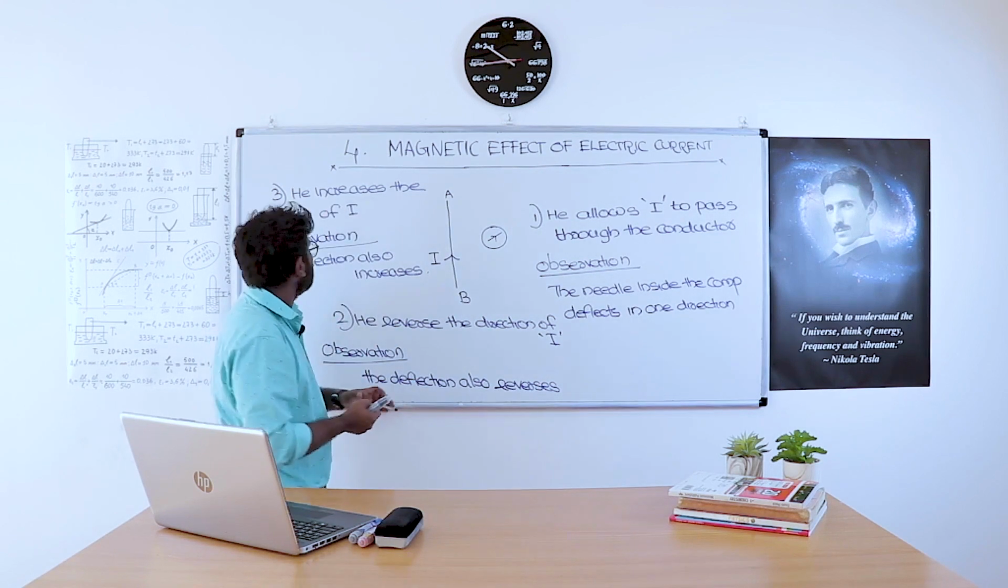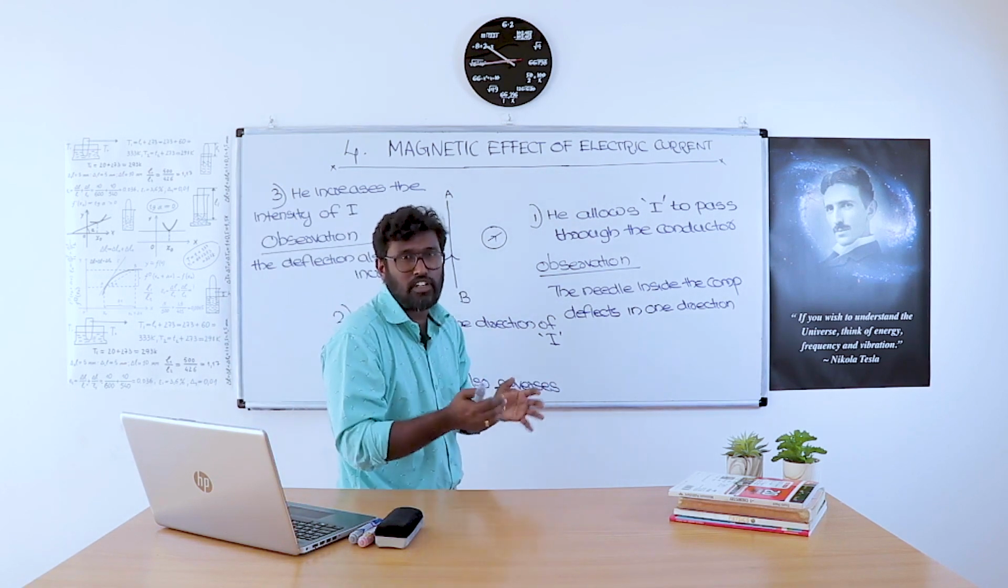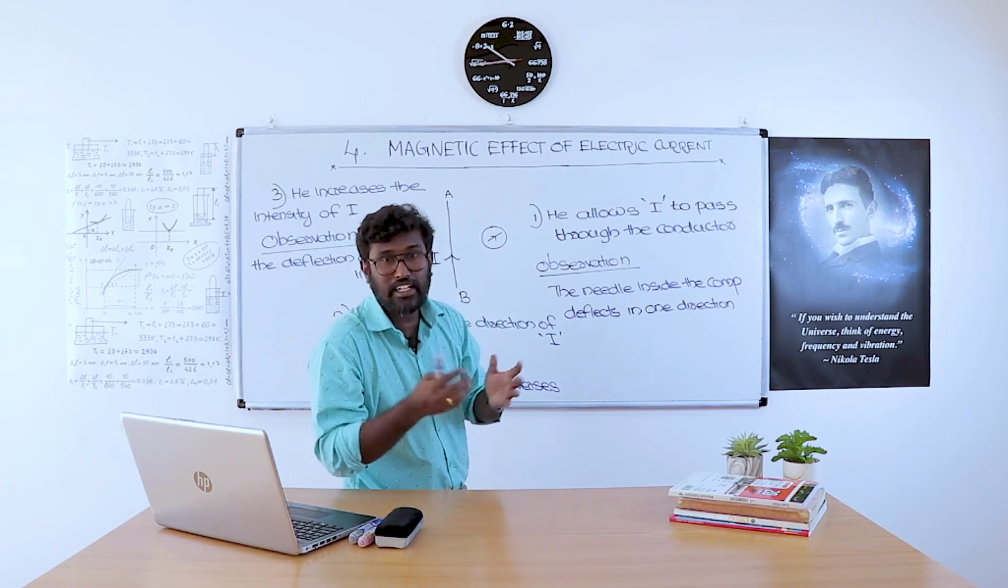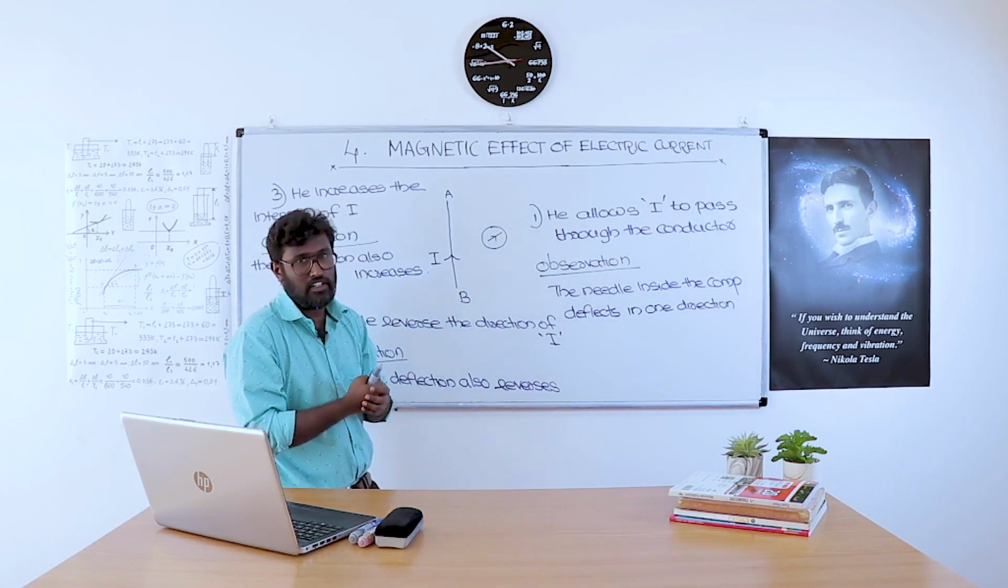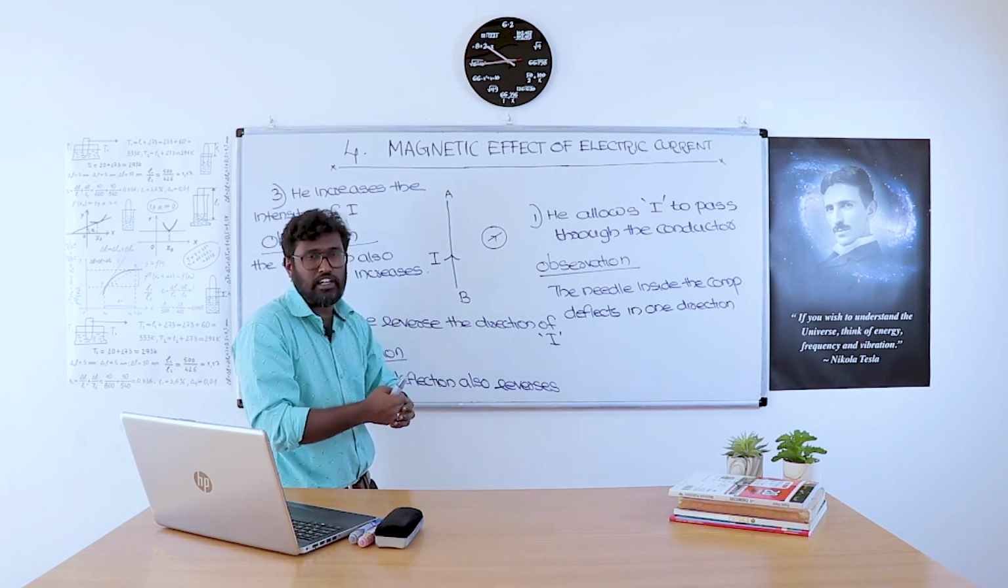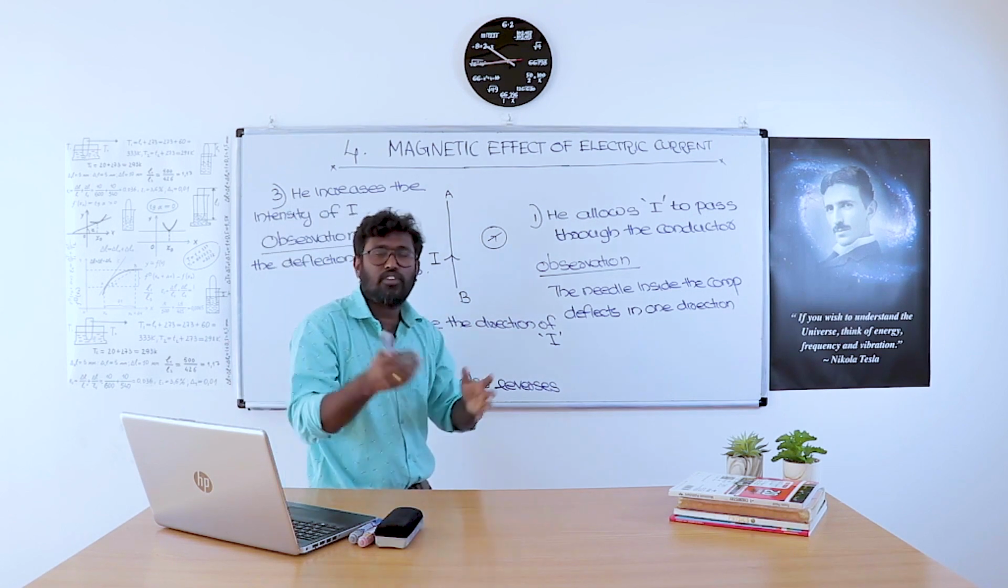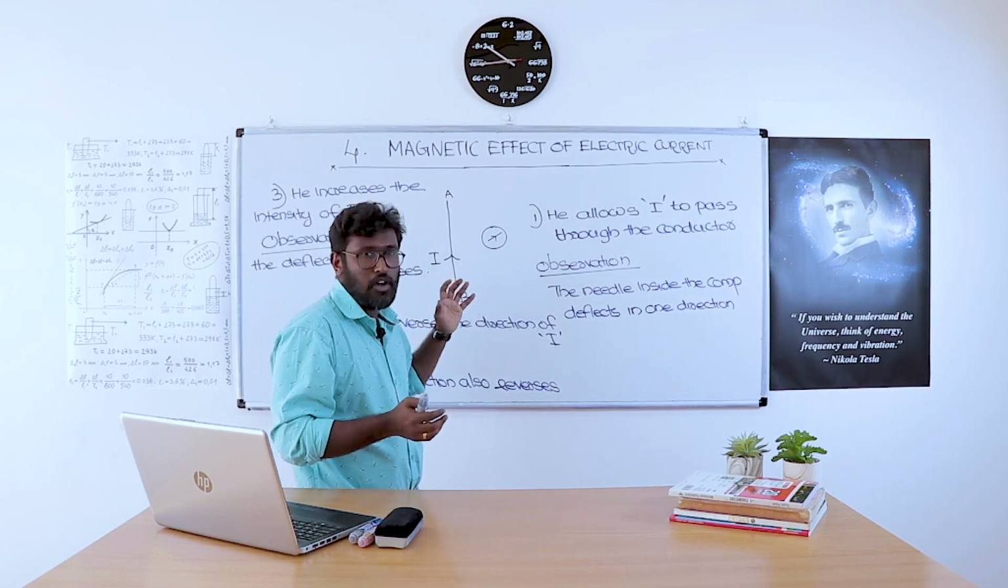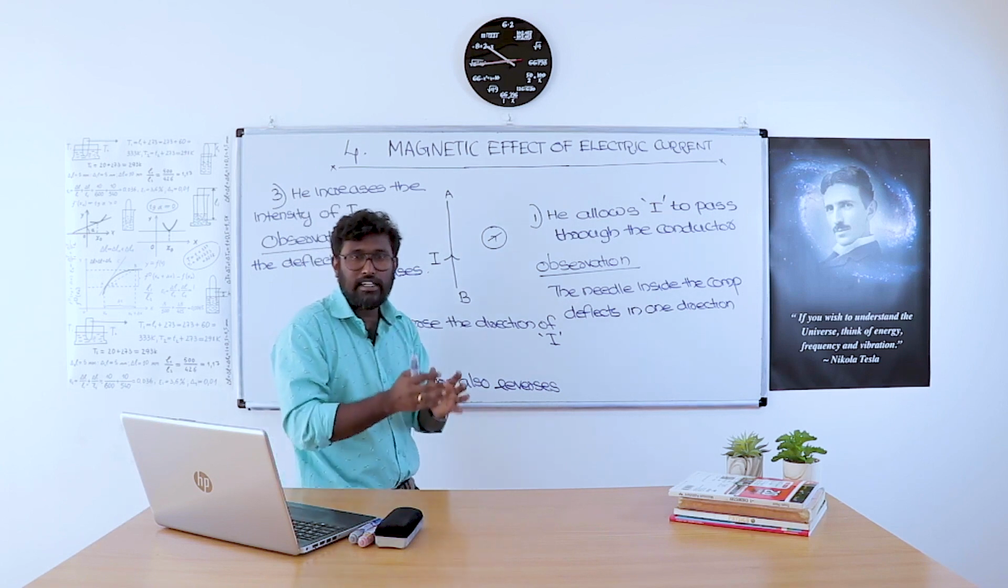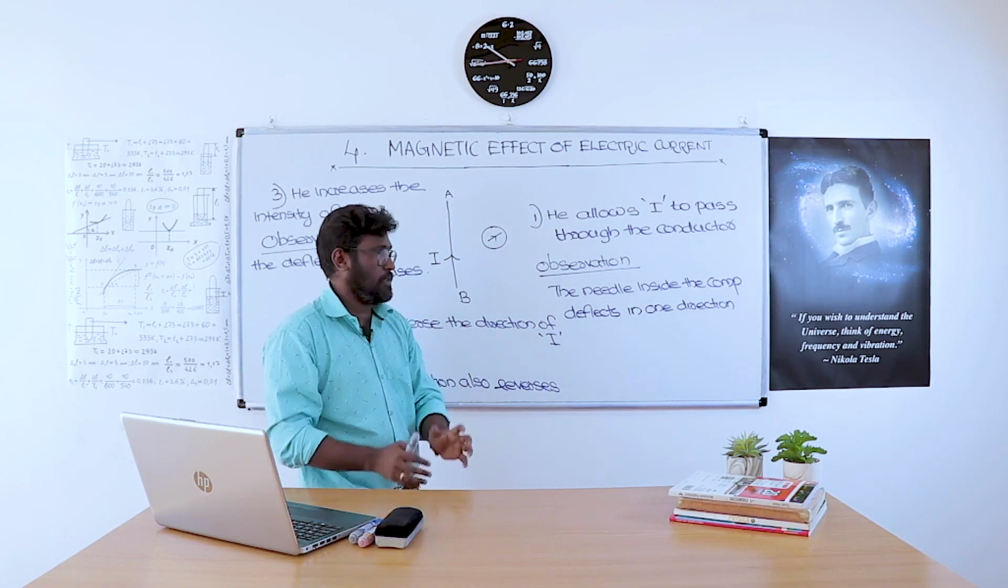Then the third time, he increases the strength of the electric current, or otherwise we can say that he increases the intensity of electric current. Whenever the intensity of electric current increases, the deflection also increases. These are the observations made by Hans Christian Ørsted in the experiment.